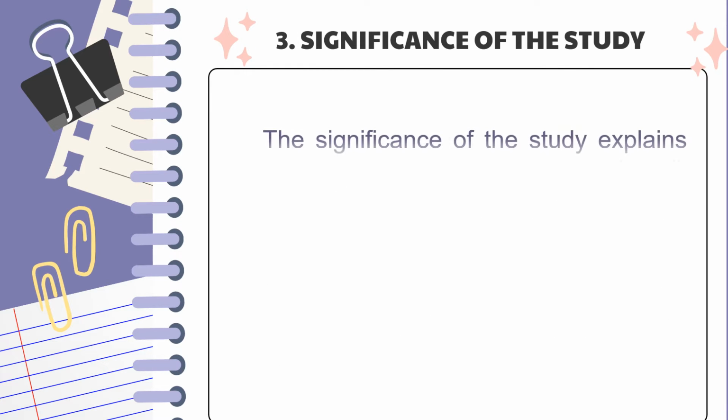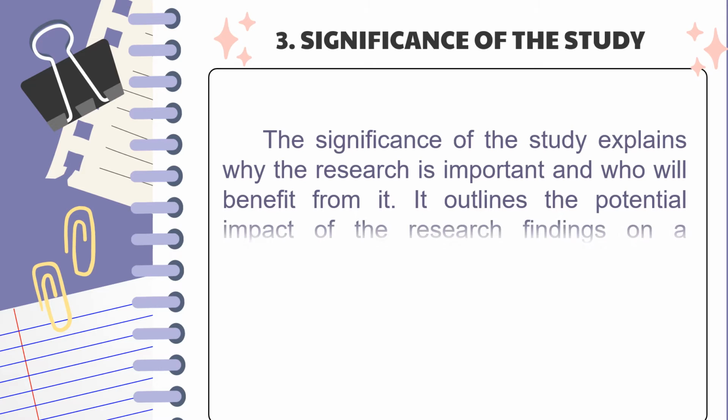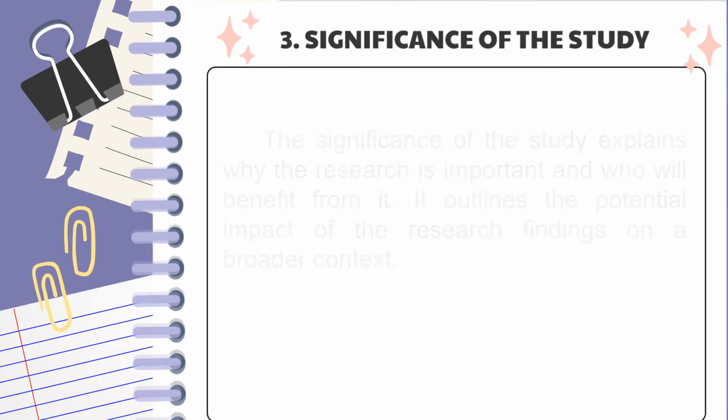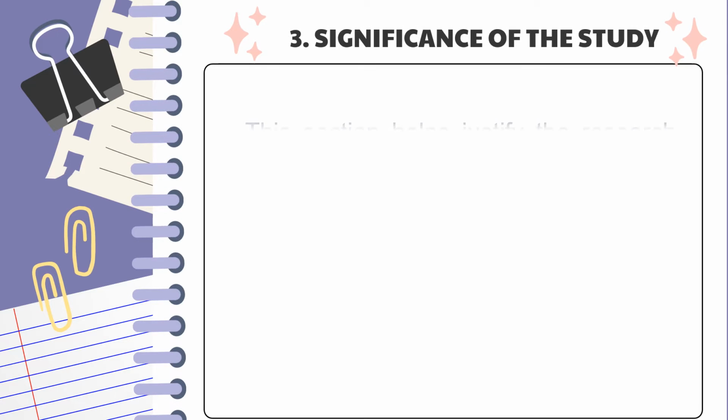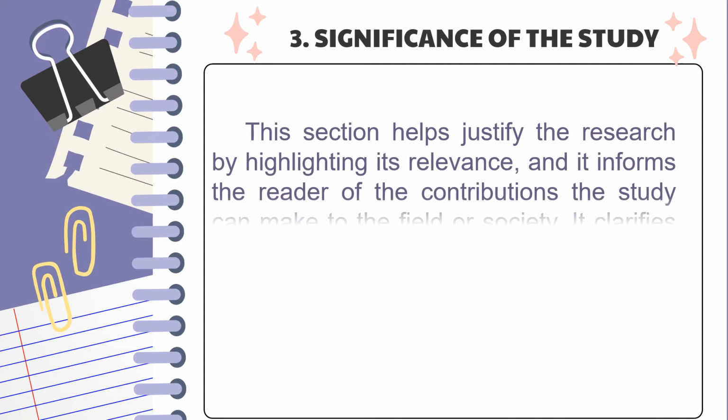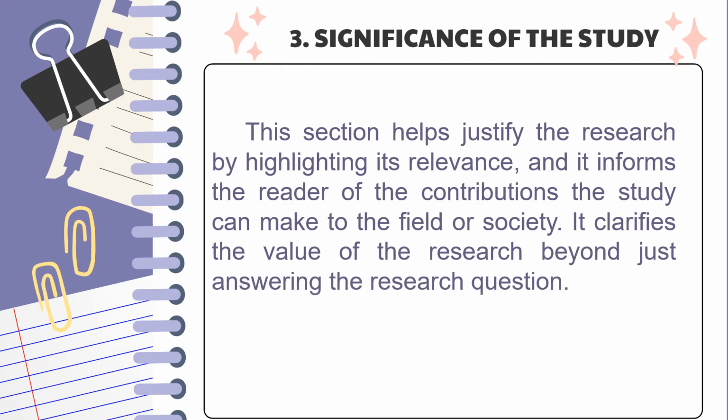Significance of the study. The significance of the study explains why the research is important and who will benefit from it. It outlines the potential impact of the research findings on a broader context. This section helps justify the research by highlighting its relevance, and it informs the reader of the contributions the study can make to the field or society. It clarifies the value of the research beyond just answering the research question.